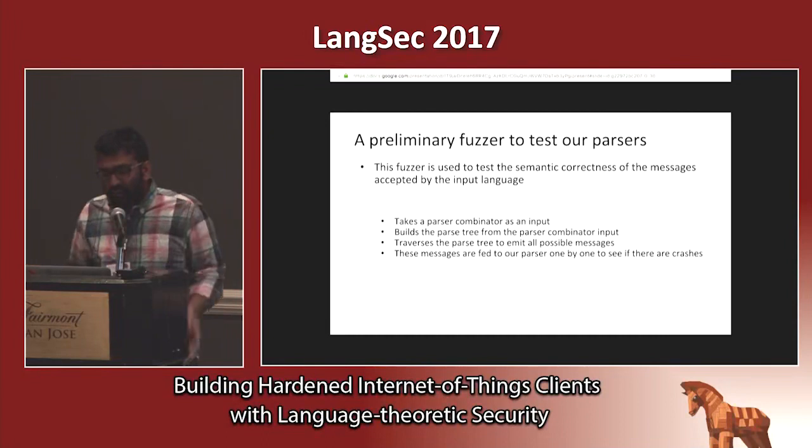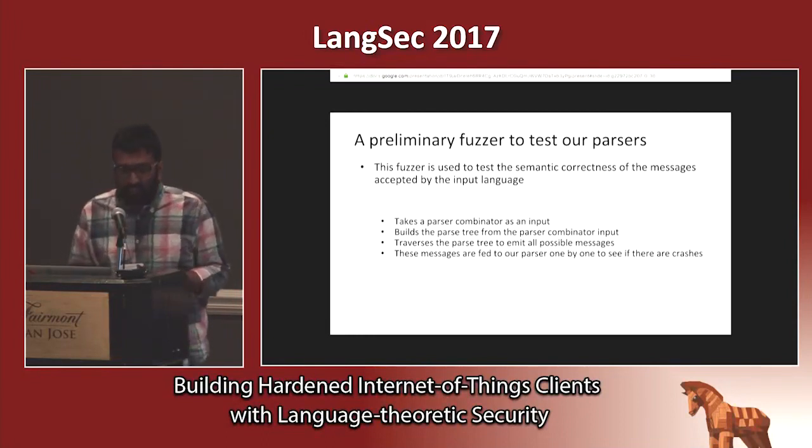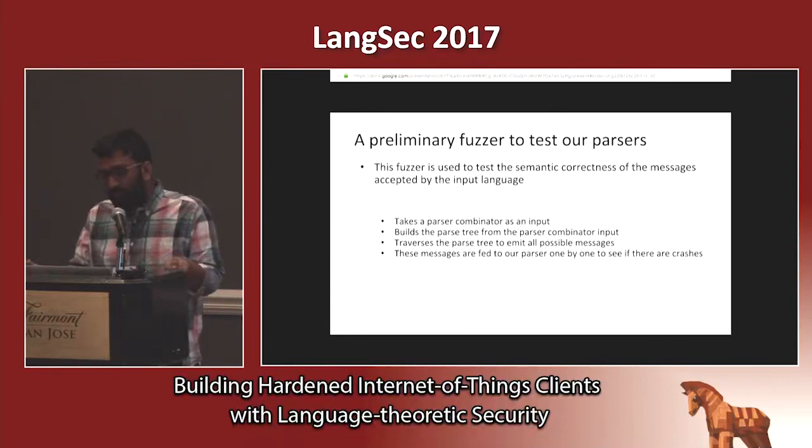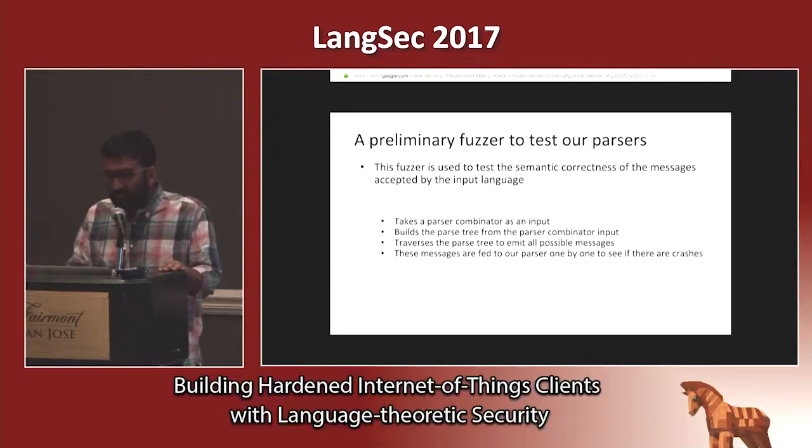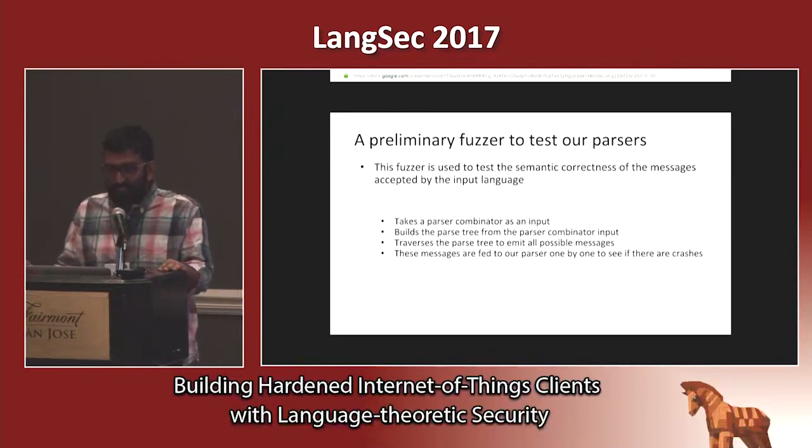Our fuzzer takes the parser combinator object as an input and builds a parse tree from it, and it traverses the parse tree and generates all possible messages up to a certain depth. We then fed these messages to our parser, and we looked for crashes. We didn't really find any because intuitively all these messages are valid messages that were generated from our parse tree.